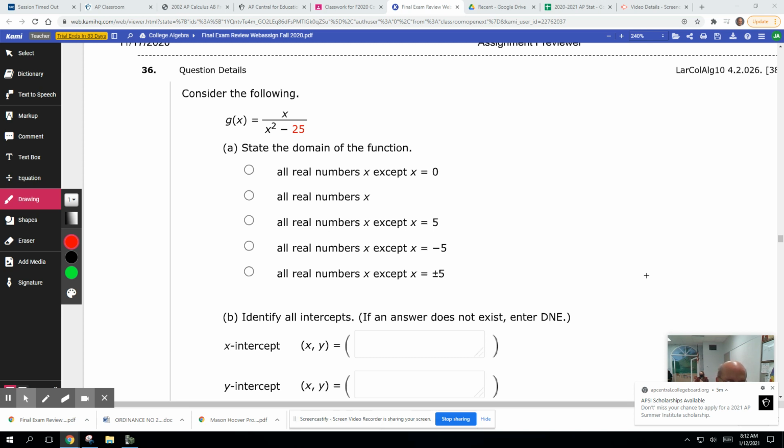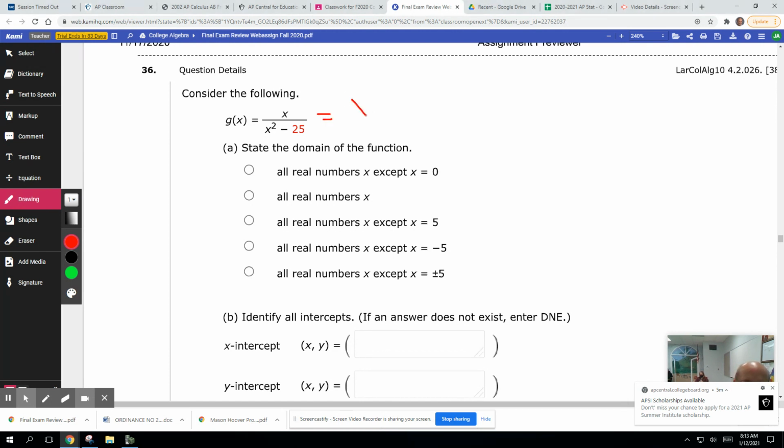All right, UALR final exam review, problem number 36 for college algebra. We're doing rational functions again. First part of this problem asks us to find the domain. Remember, the domain is everything that you can plug in for x that gives you a real number y back out. In a fraction, when the denominator is 0, the function's not defined.